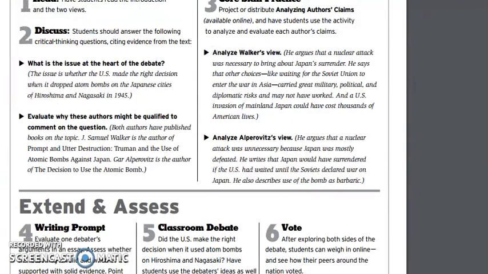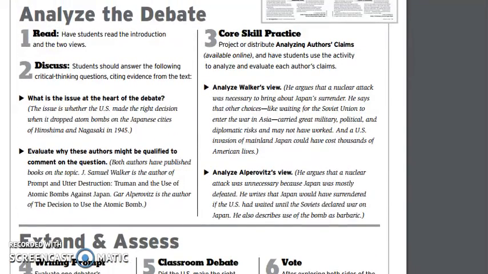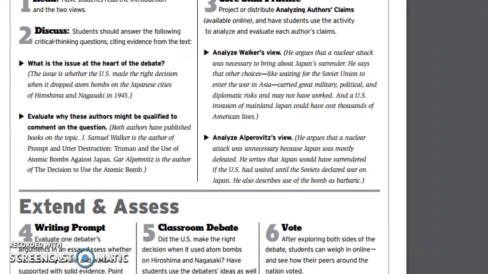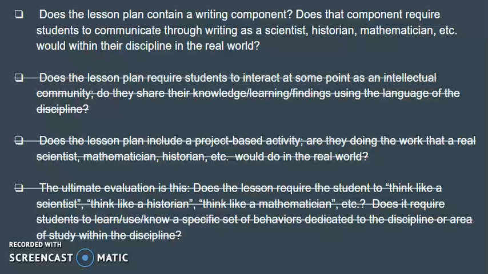And then they would analyze the debate, they would read, discuss, they would have a core skill practice. That is their project. Project to distribute, analyze author's claims, analyze Walker's views, and then you have another extend and assess. Writing prompt, evaluate the debater's arguments in an essay, assess whether his reasoning is valid and whether it's supported with solid evidence, and then that is definitely where we could take that last thing off the list.